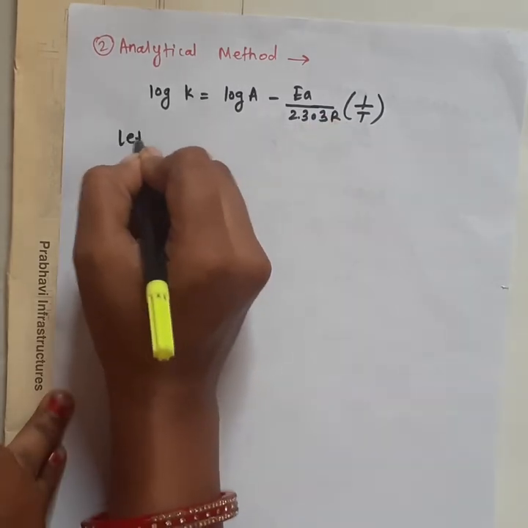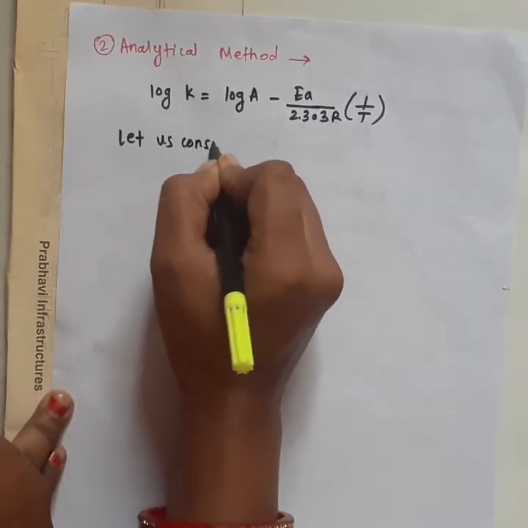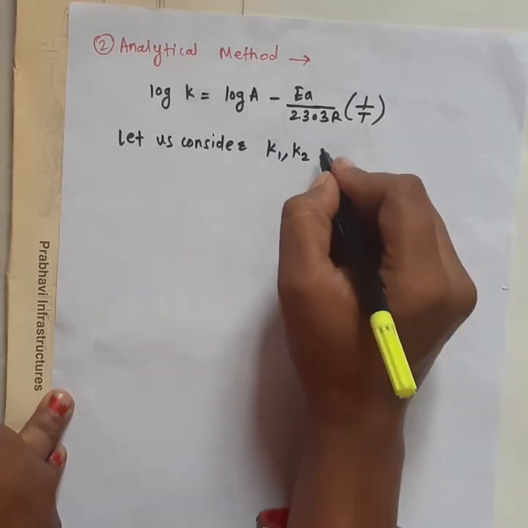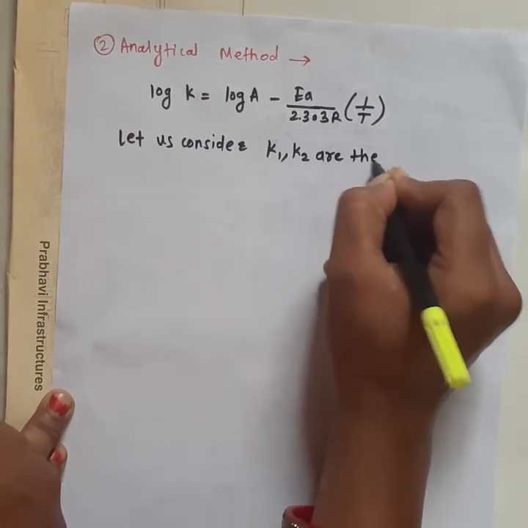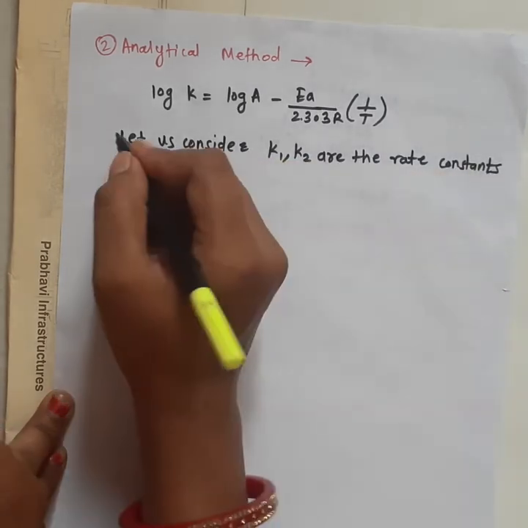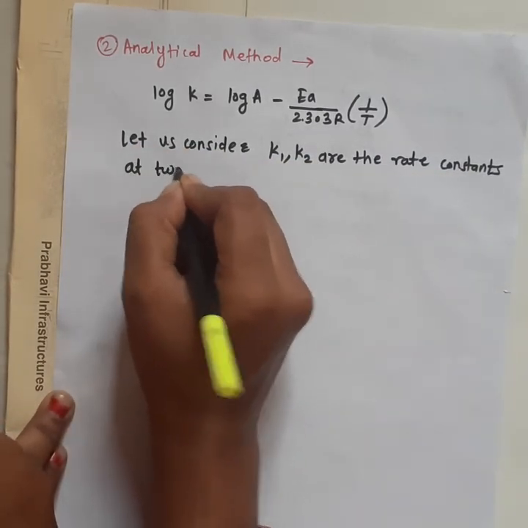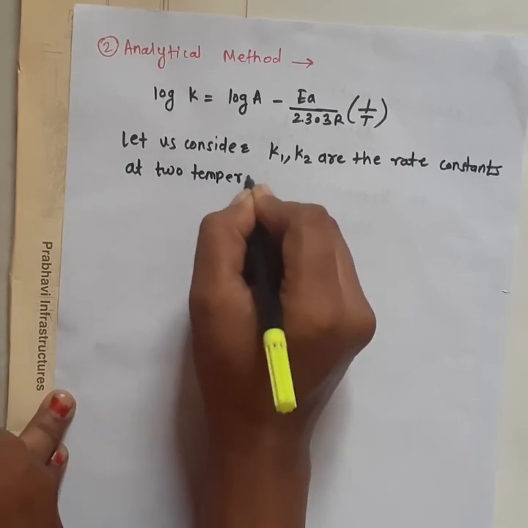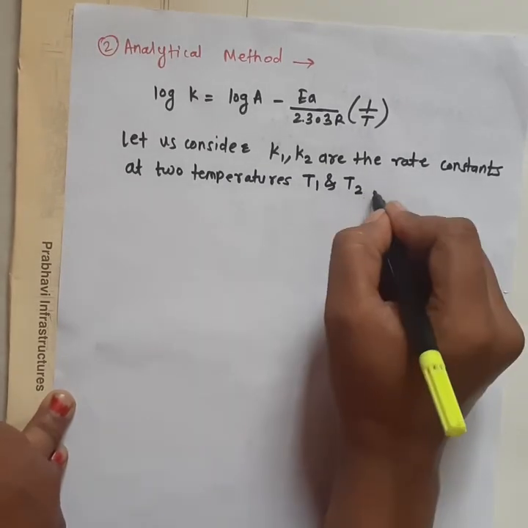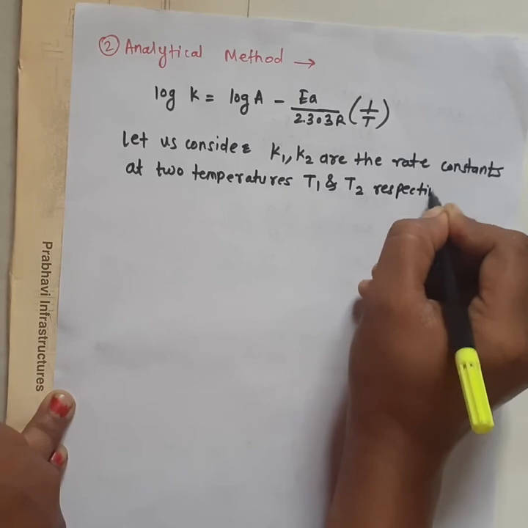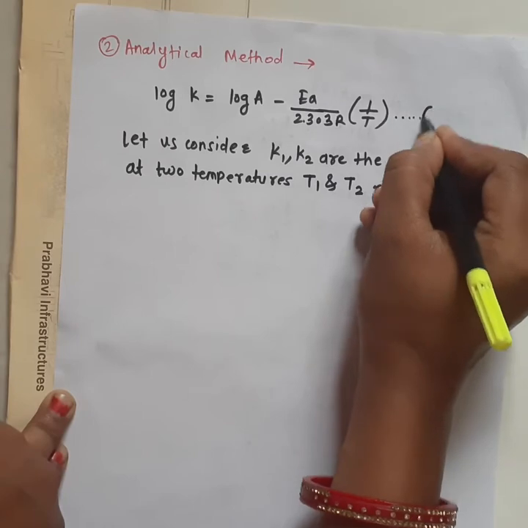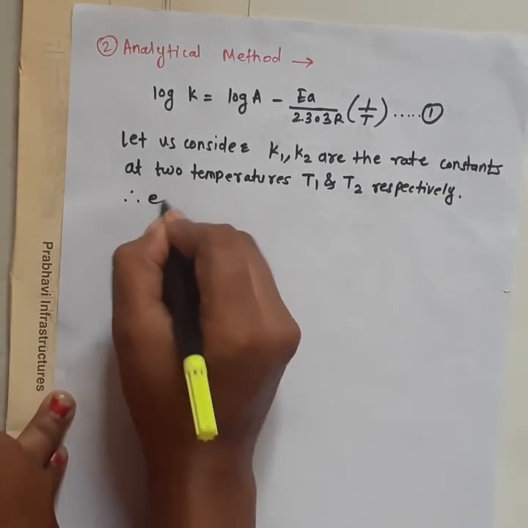So let us consider K1 and K2. K1 and K2 are the rate constants at two temperatures, T1 and T2 respectively. Therefore, this is called equation 1.